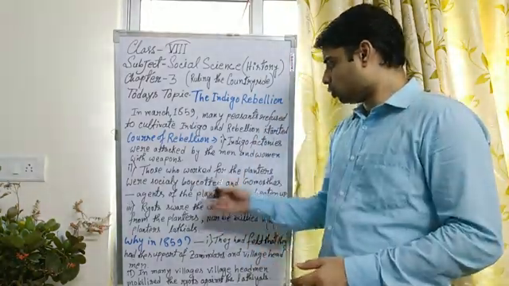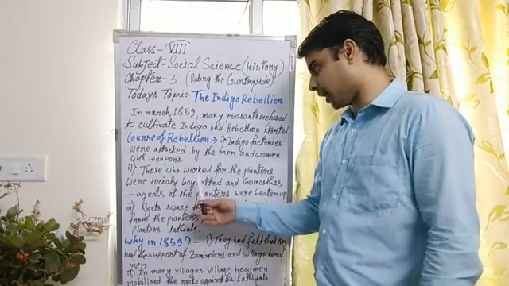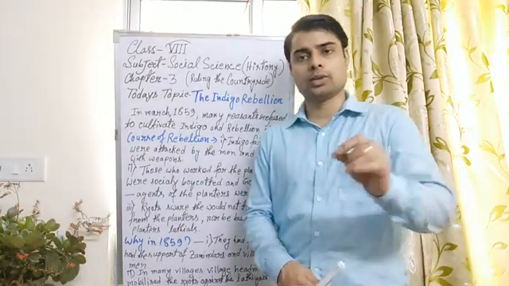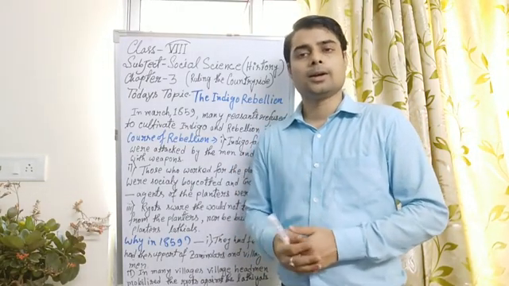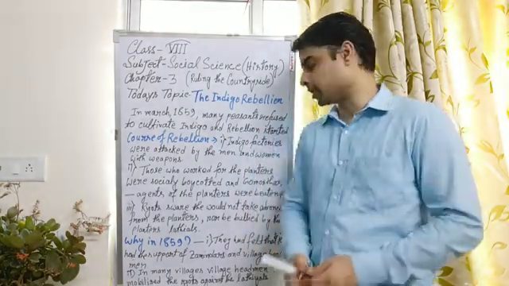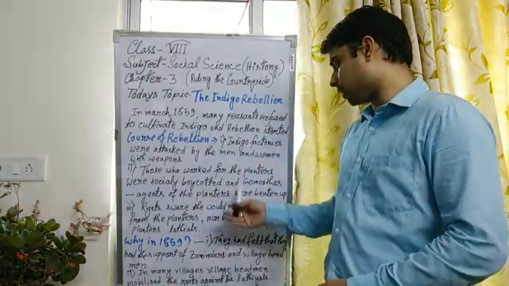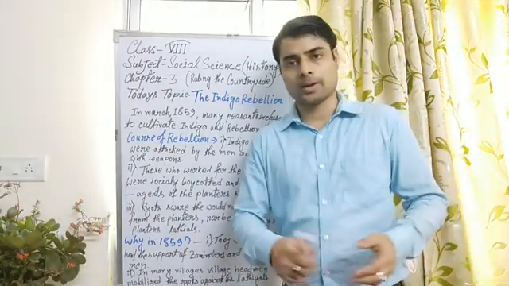Number two, those who worked for the planters were socially boycotted. The gomastas, the agents of the planters who gave the advances and collected the crops after cultivation, were attacked and badly beaten up by the ryots.